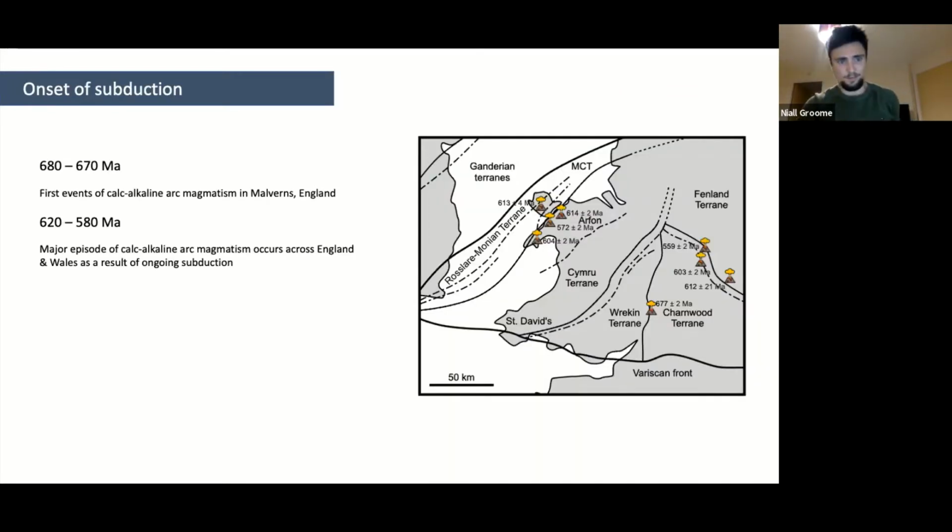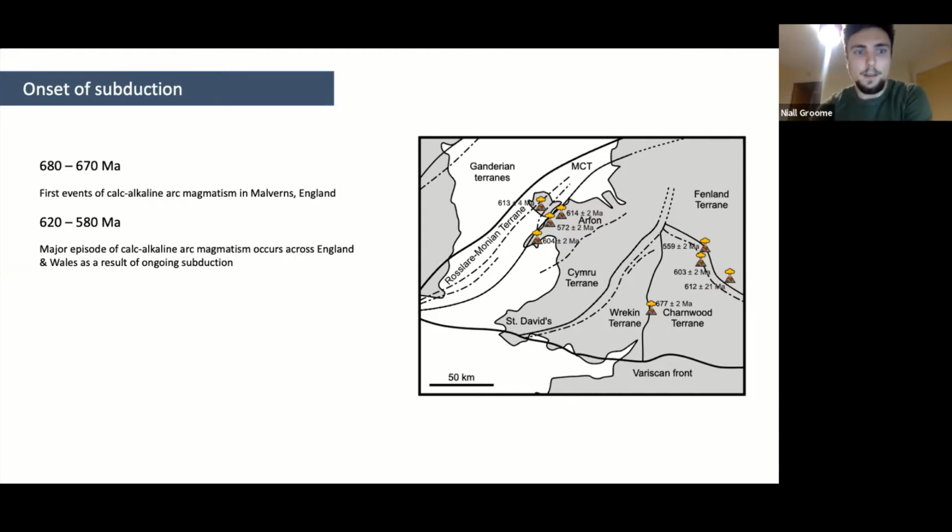And so our first episode of volcanism that we have in Avalonia occurs about 677 million years ago in the Malverns in central England. And this is the first hint that we have of subduction of the Iapetus Ocean beneath Gondwana and what will eventually become Avalonia.